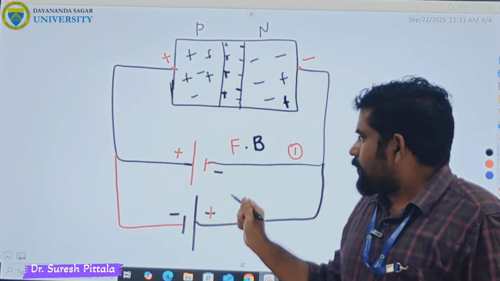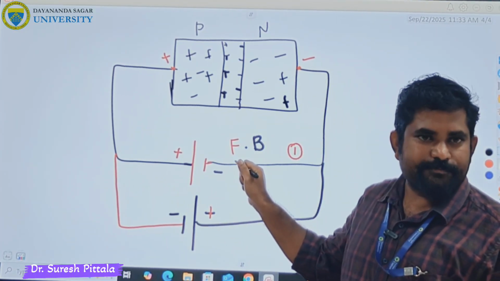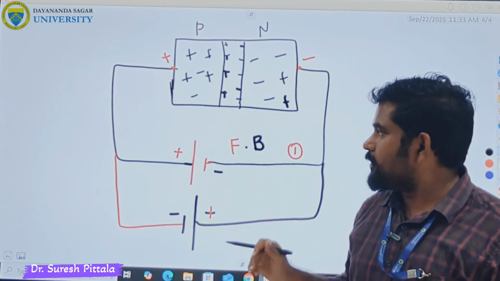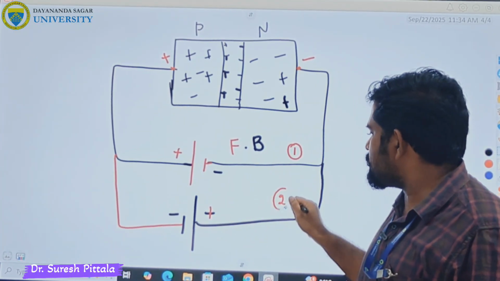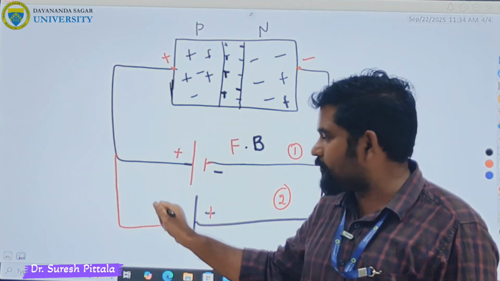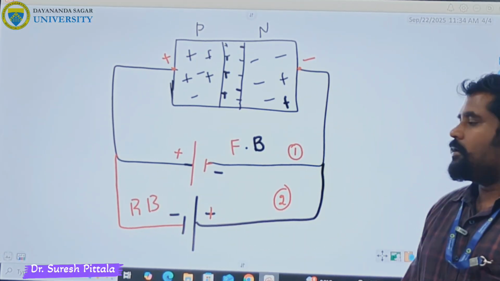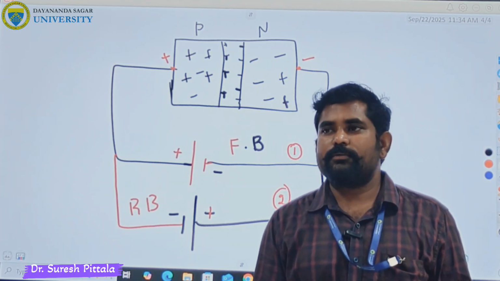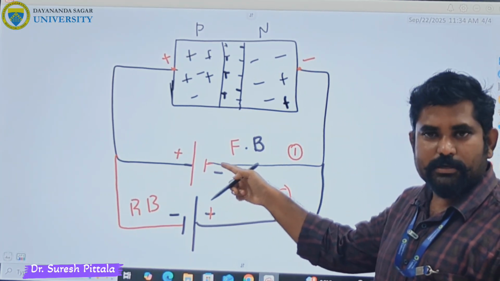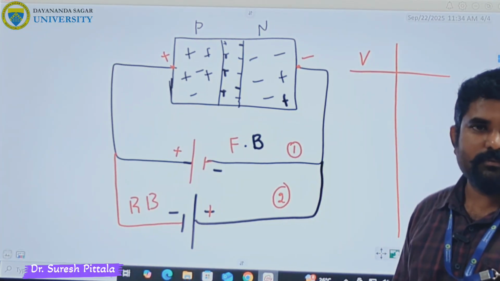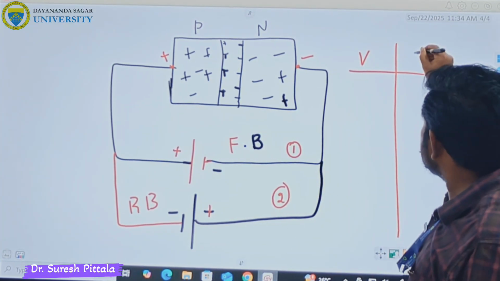Understand? So now you are biasing in forward direction. Forward bias is nothing but positive to positive, negative to negative. Other one is positive terminal of the P side is connected to the negative terminal. So it is a reverse biasing option. Right? Now you are applying voltage here. Clear? And what you want to measure, mA? What is your aim? You want to measure current.